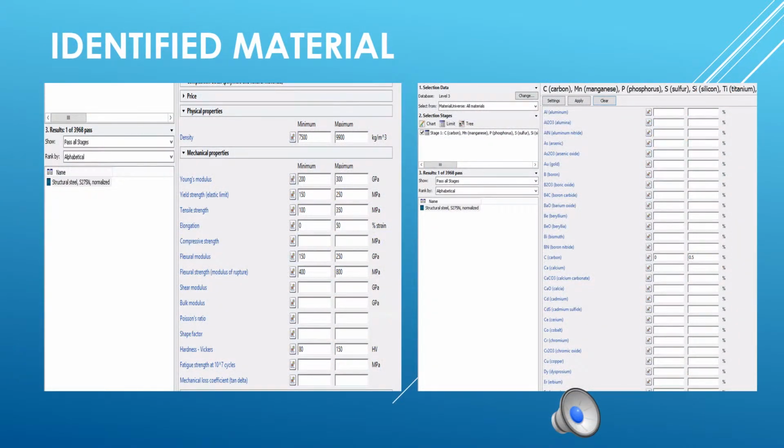The material was identified to be a structural steel. The way the material was identified was we used a suitable range for the values of the physical properties, the mechanical properties, and for the composition of the sample.